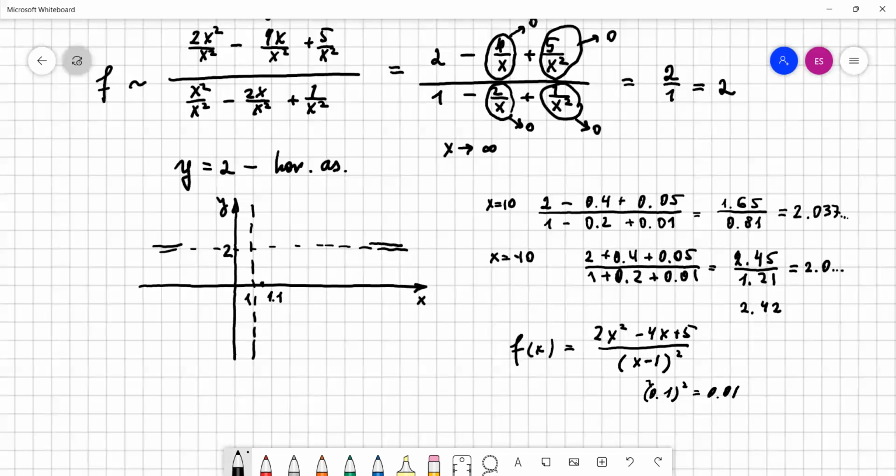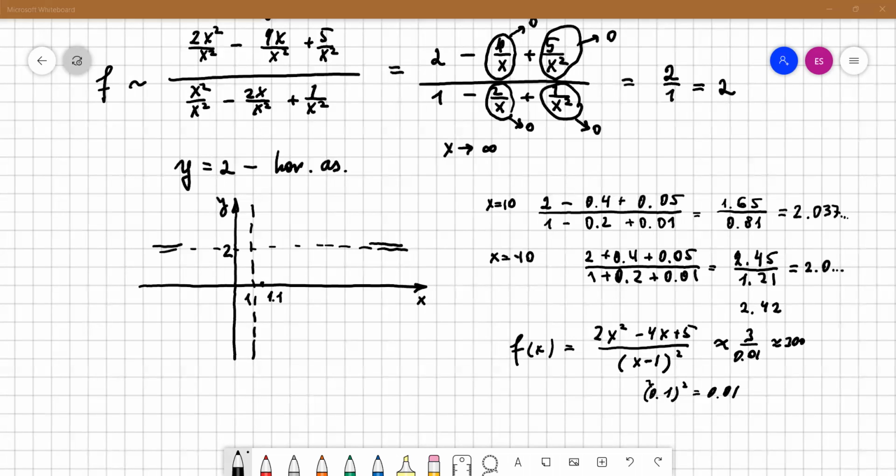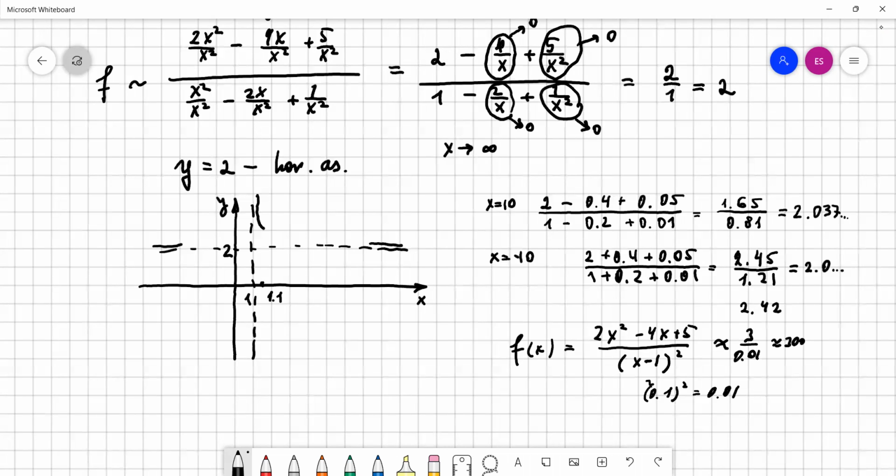1.1 here, here, and here is going to give me what? Well, it's almost 1. I'm going to just plug in 1 here. 2 minus 4 plus 5. 2 minus 4 is minus 2, plus 5 is going to give me 3. So it's approximately 3 over 0.01, approximately 300. So a large number over here.